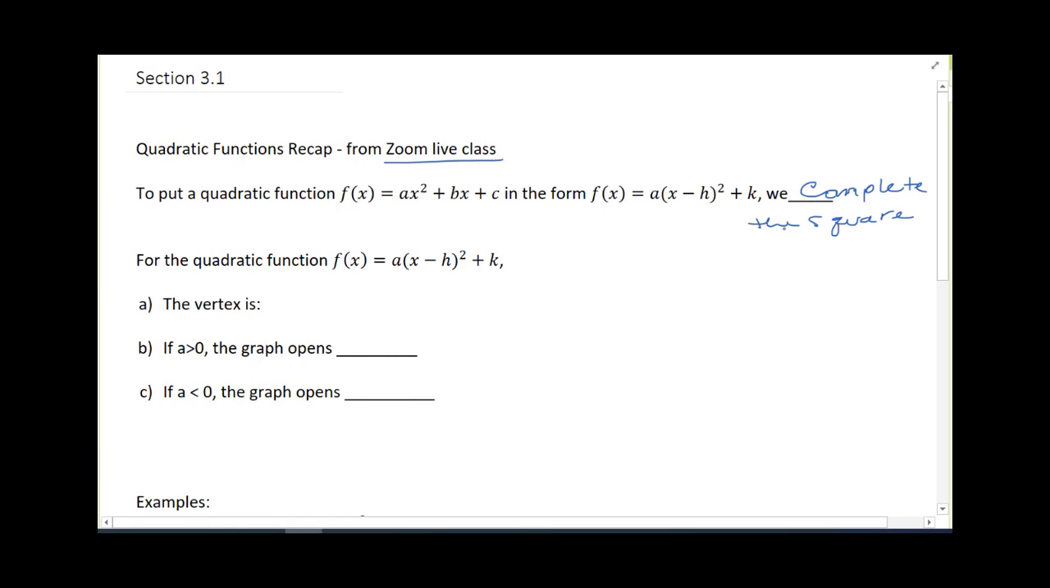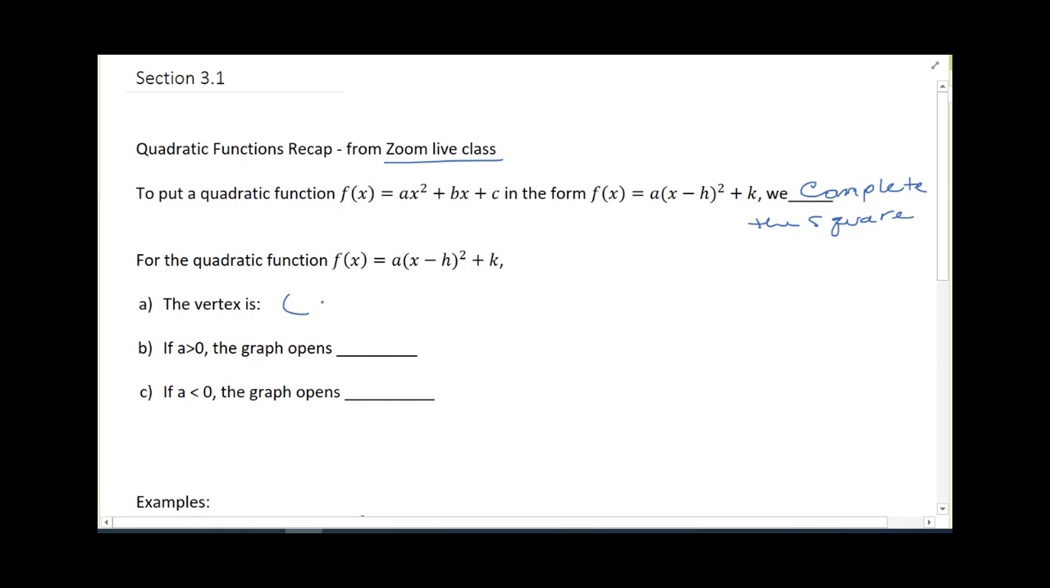It will be a good thing to go back to chapter 1, where we did completing the square. We did solving equations by completing the square and the quadratic formula, but the process of completing the square will be the same. So once we have the quadratic function in vertex form, we can identify the vertex.